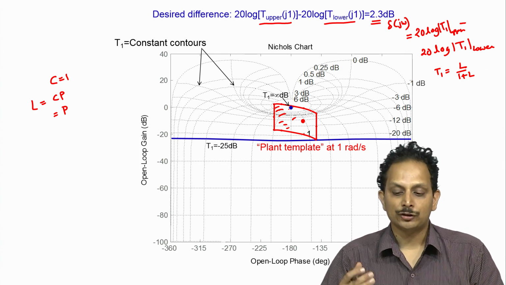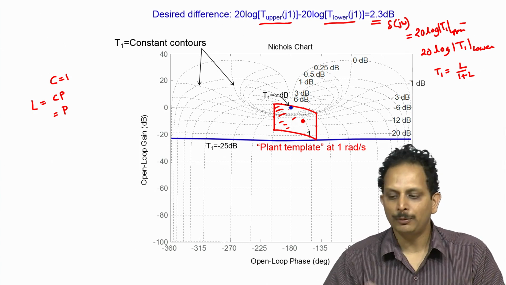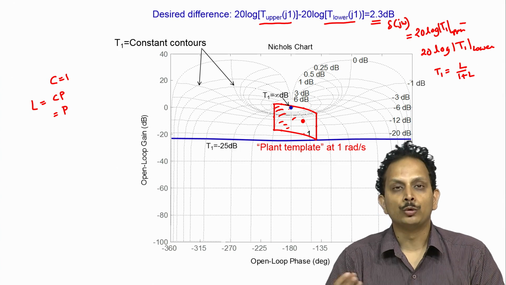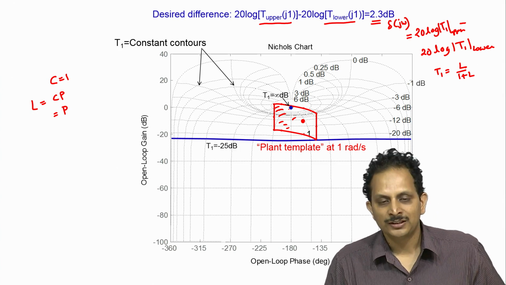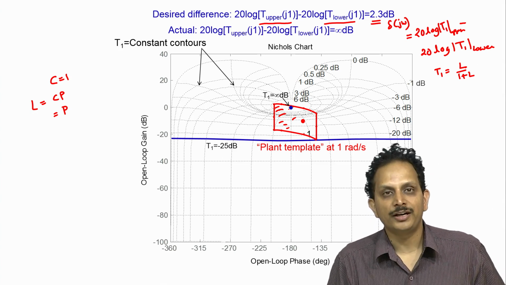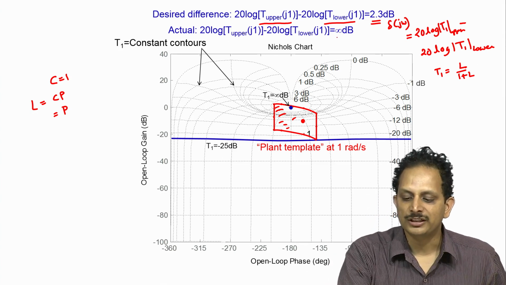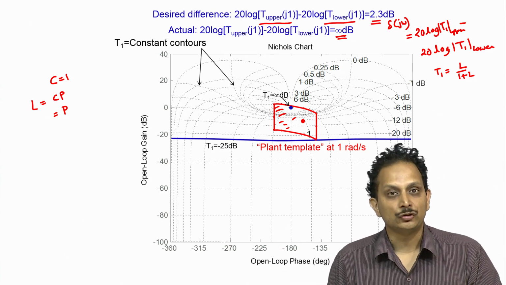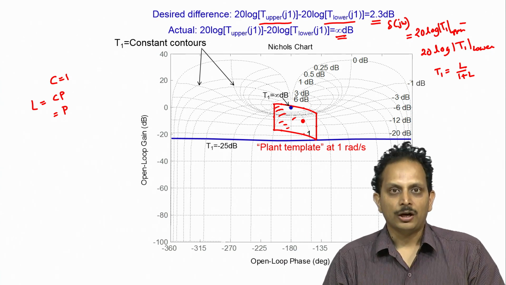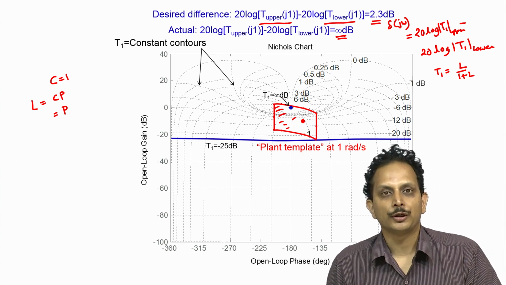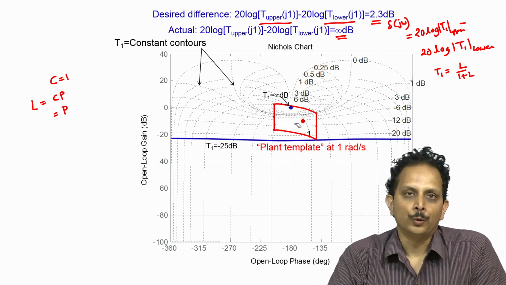So while our specification is that the difference between T1 upper and T1 lower in the logarithmic scale should be 2.3 dB, in practice the upper value is infinity and the lower value is minus 25 dB, and hence the difference between the two is actually infinity. So clearly this is not an acceptable location for our loop gain to lie in order to satisfy our robust tracking requirements at this particular frequency. So what do we do?